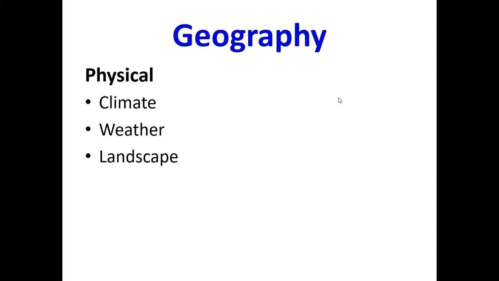Landscape, this is basically what we see. Do we have mountains around us? Do we have rivers? Do we have oceans? Do we have beaches? Is it flat? Is it rolling hills? These are the physical things that you can touch in the landscape.